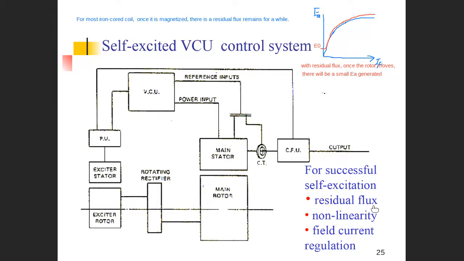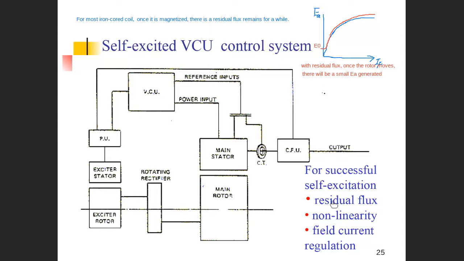So this is one thing that we should understand. Why do we need residual flux? Because it is a self-excitation generator, which requires a starting flux for the starting generation. Otherwise, the generator cannot be started at all.